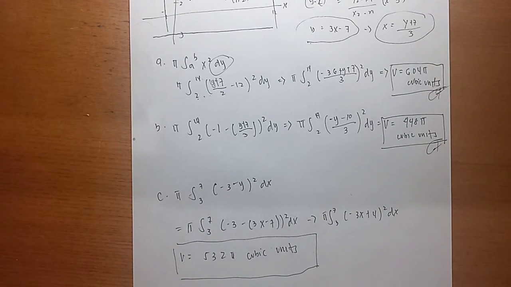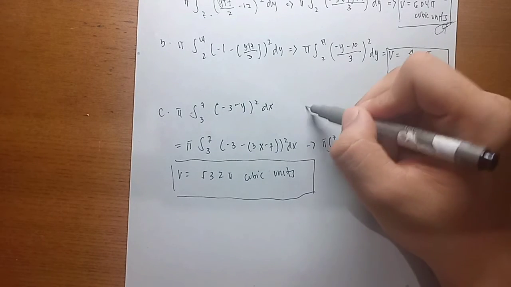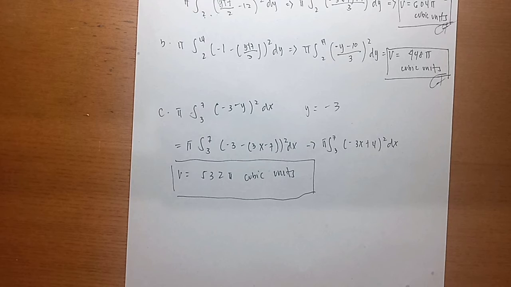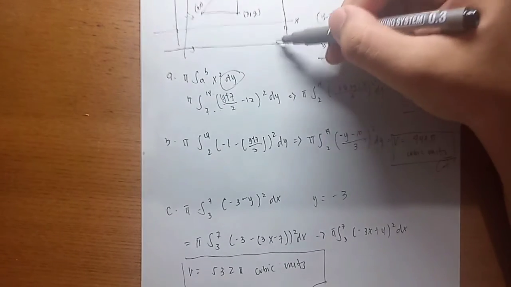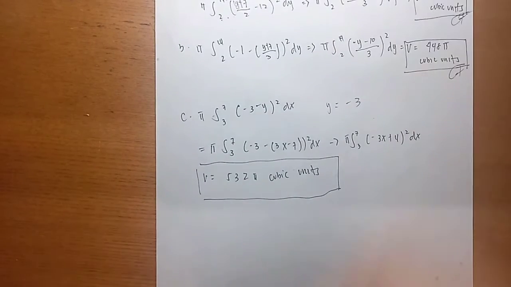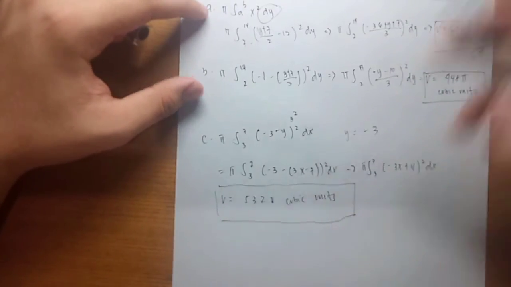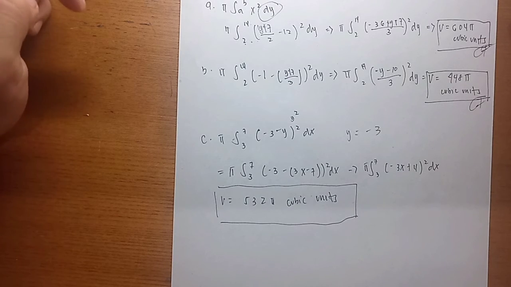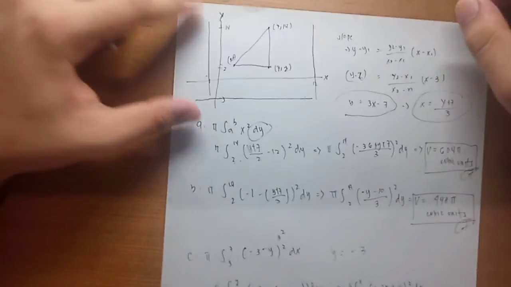So for letter C, it is much different. For y is now equal to -3, it will now be dx. With the same formula, but now we use y squared instead of x squared. So pi integral of -3 minus y squared dx from 3 to 7, and our limits also change.